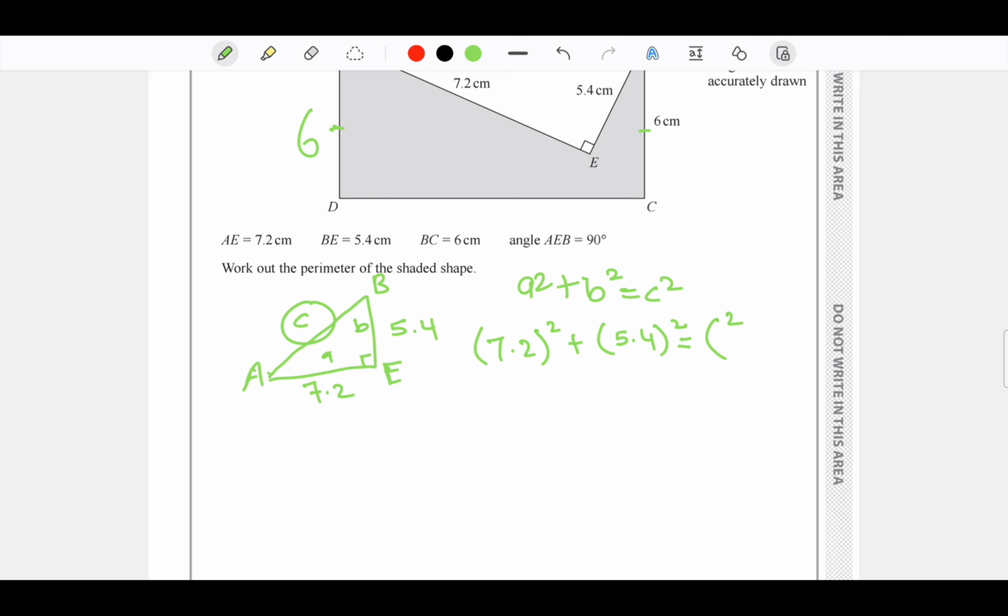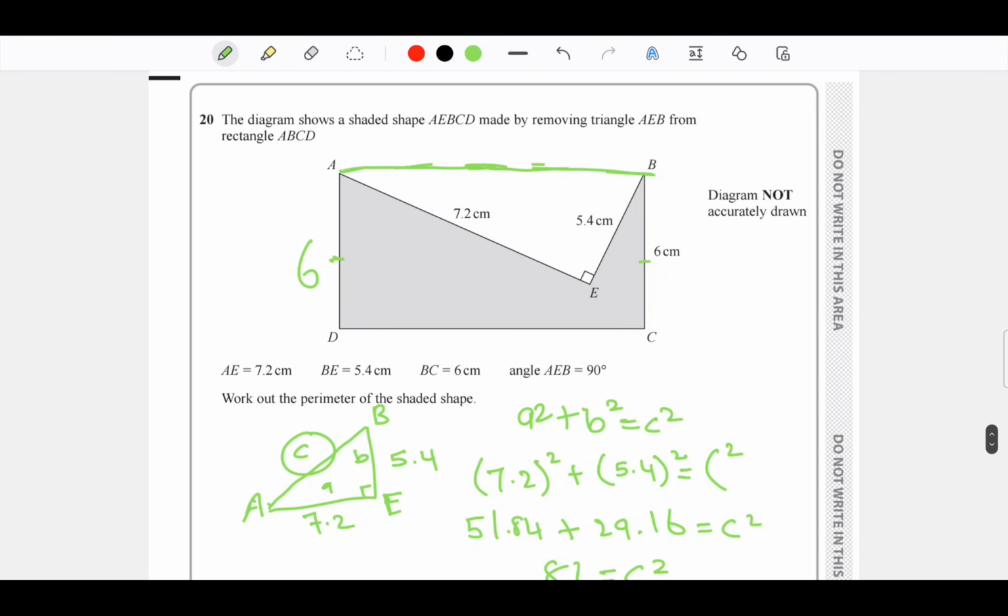Put all the values into a calculator. You would get that 7.2 squared is 51.84. This would be 29.16, and this would be C squared. Add both together, 81 equals C squared. When a squared number crosses over the equals sign, it becomes a square root. Therefore the square root of 81 equals C, and when you put square root 81 into your calculator, you will get that C equals 9.